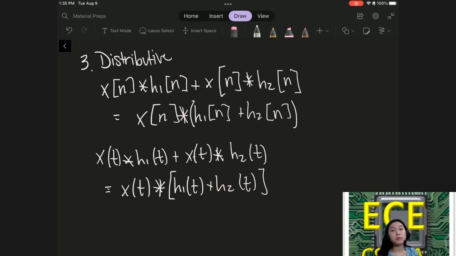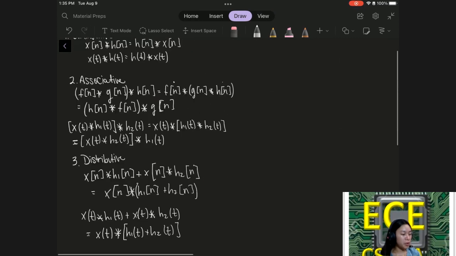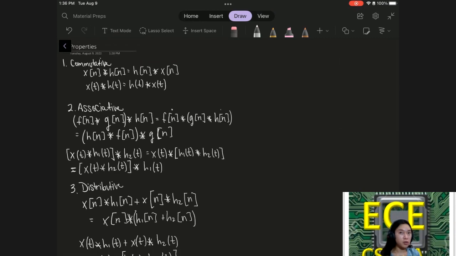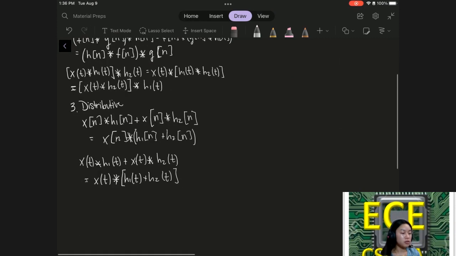So the distributive property states that if it's being added and it's being convoluted by the same signal, you can pull that out. And so you could add h1 plus h2 and then convolute it with x. So your three properties are commutative, associative, and distributive.